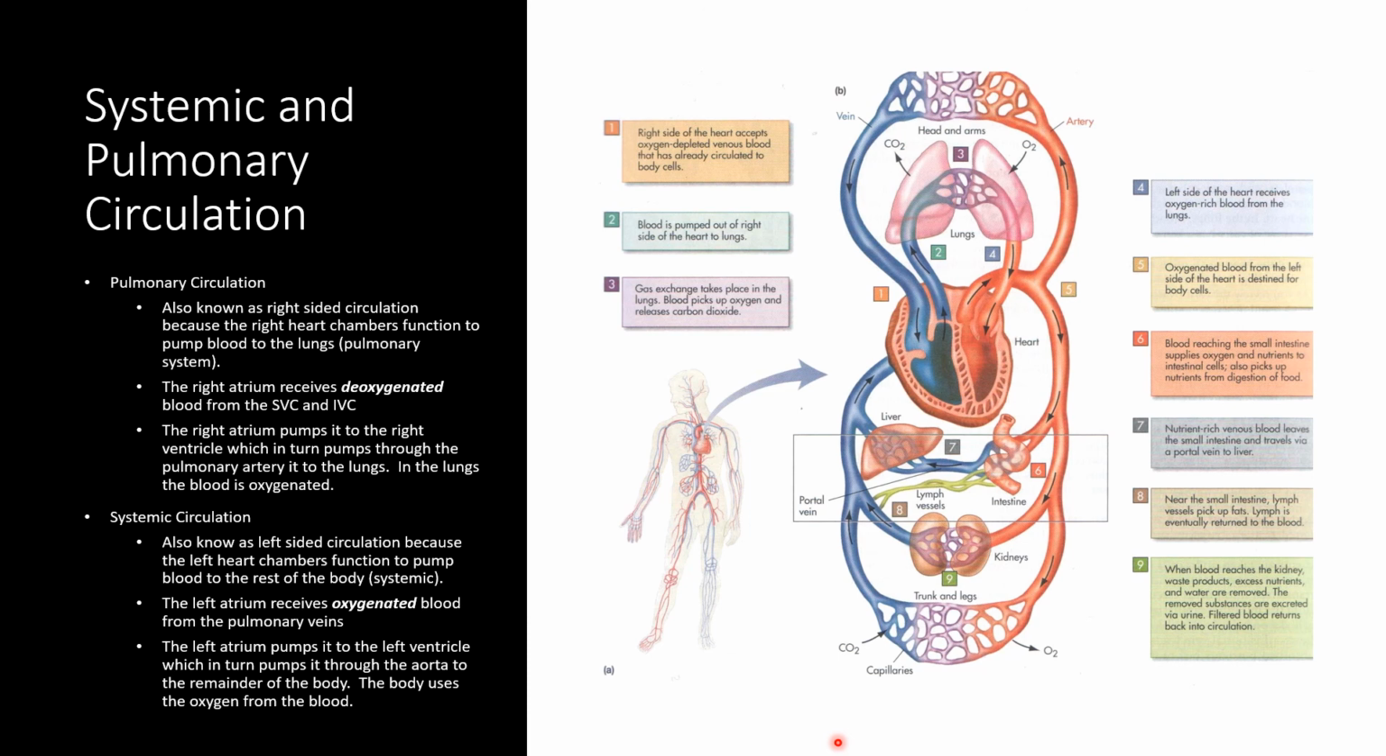Once the blood is oxygenated, it returns to the systemic circulation. The systemic circulation is known as the left-sided circulation because the left heart chambers function to pump blood to the rest of the body, which is systemic. So the left atrium receives oxygenated blood from the pulmonary veins, which are draining the lungs. The left atrium pumps this oxygenated blood to the left ventricle, which in turn pumps it through the aorta into the remainder of the body. The body extracts oxygen and nutrients from this blood, and then the cycle repeats. Once the blood is deoxygenated, it returns back to the right heart, and the story continues.